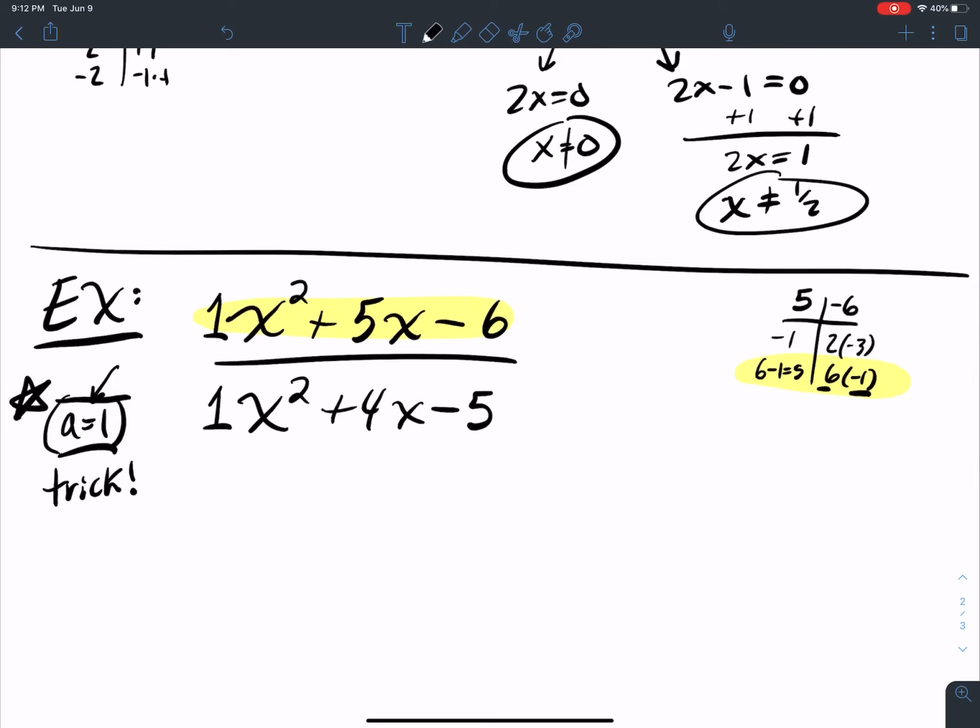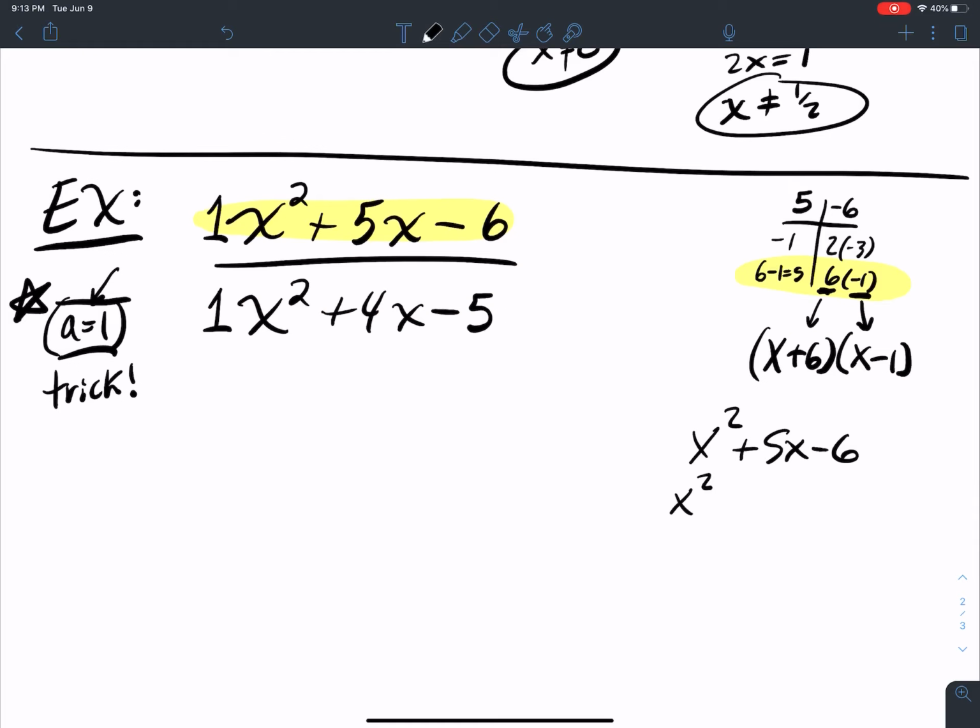So if a equals 1, what's the trick say? It says this positive 6 here means I have x plus 6, and this -1 here means I have x minus 1 as a factor. Now, if you don't believe me, you can walk through this: x squared plus 5x minus 6.